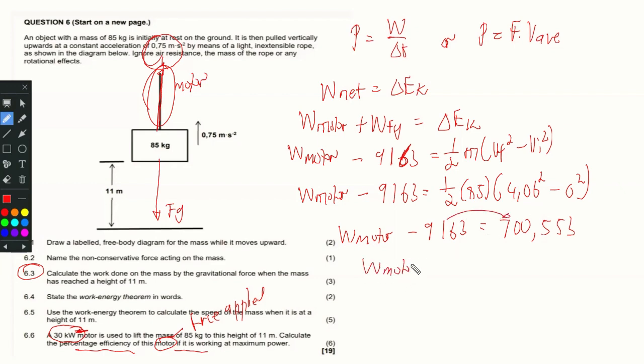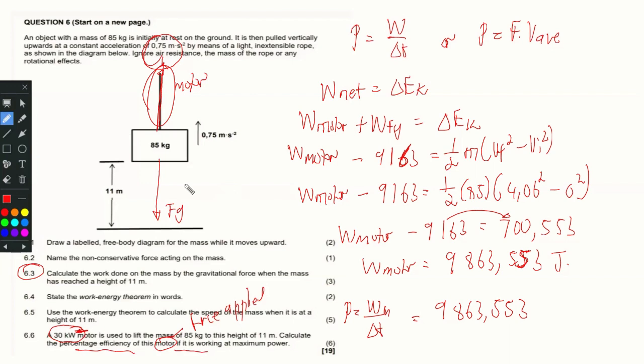So that's that value plus 9,163. So this gives us work done of 9,863.553 joules. Now that means I can then use this formula, which is power is equal to work done by the motor over delta T. So work done by motor, then that's 9,863.553. Then what's the time? Are we told the time that it took for it to be lifted over there?